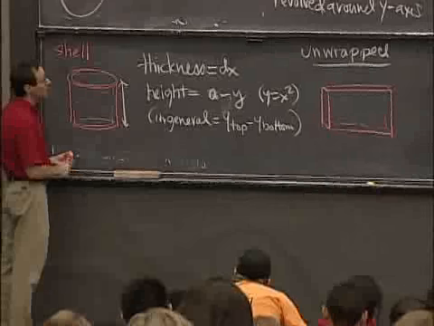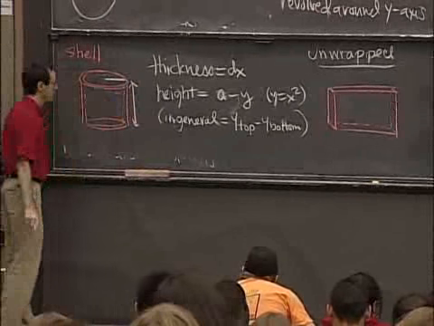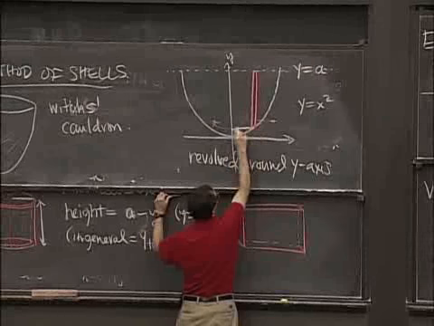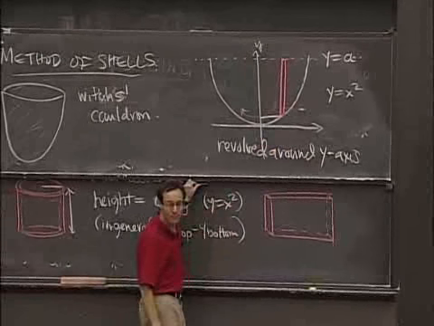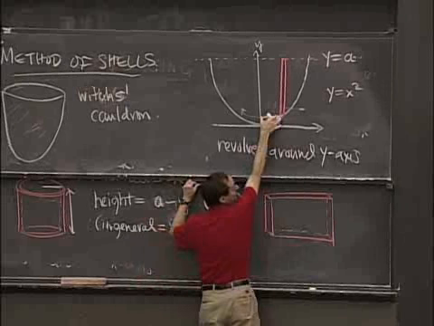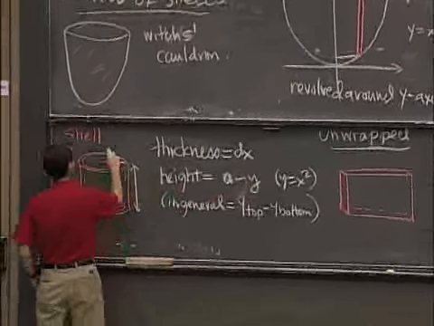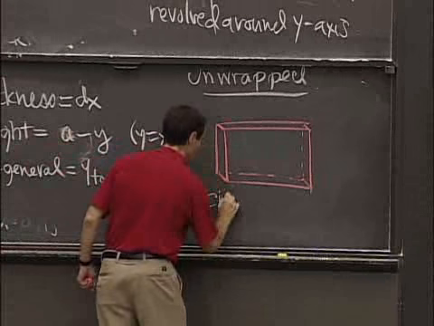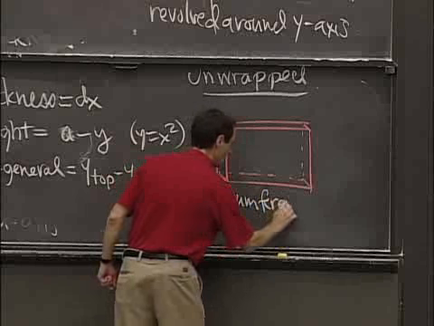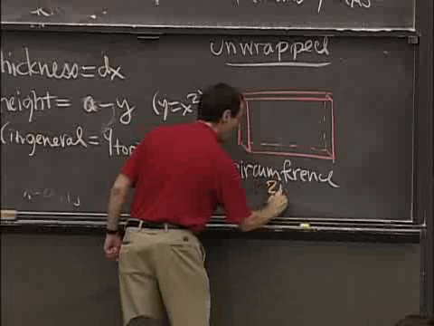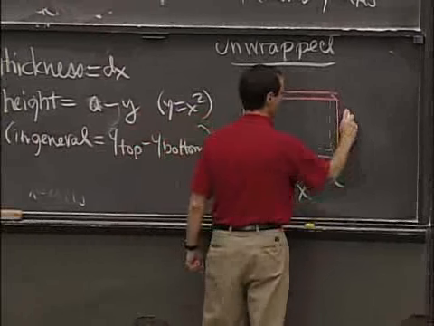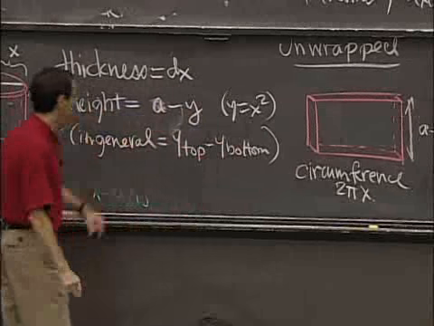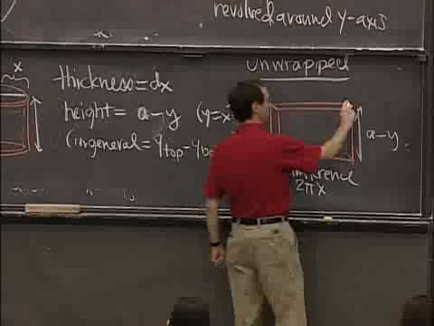And in order to figure out the circumference, I need to figure out the radius. So the radius, on this diagram, is right over there. This is the radius. And that distance is x. So this length here is x, and so this circumference is 2 pi x. And this height is still a minus y, sorry. And the thickness is still dx. Right?